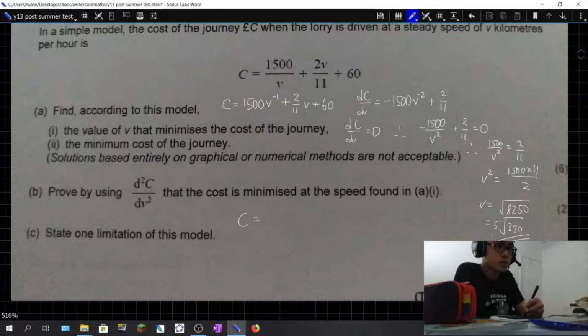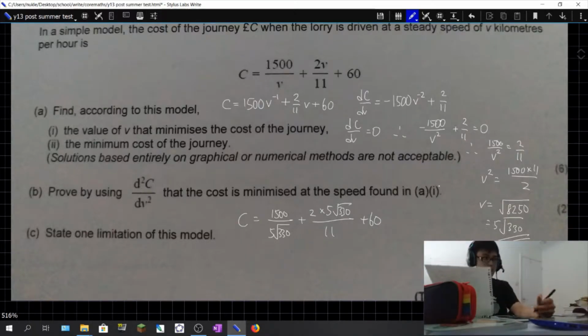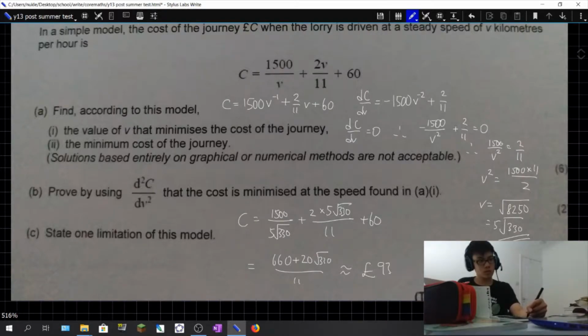And you want the minimum cost, so you want to sub in v equal to this value into your original function for cost. So 1500 over 5 root 330 plus 2 times 5 root 330 over 11 plus 60. And literally type it into your calculator, it's going to give you 660 plus 20 root 330 over 11, which looks ugly, but that is about 93.0 pounds apparently, if you round it to 3 significant figures.